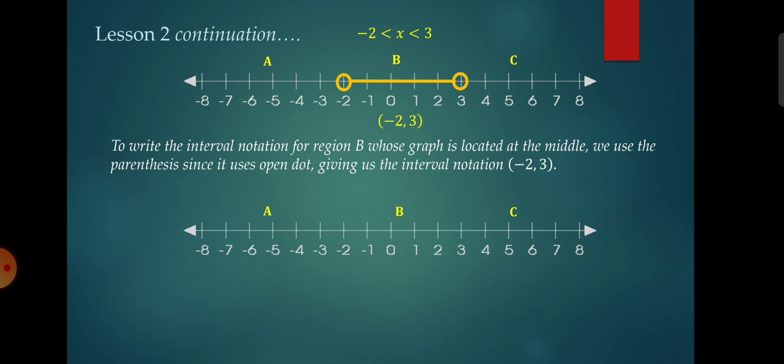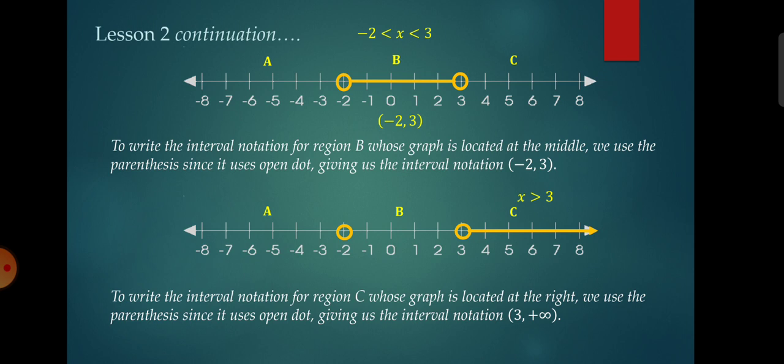Okay, that one. Then the third one, when the graph is pointing to the right, located at region C, wherein the values of x is greater than 3. So, kung sa mga number nga dako pa sa 3, that is 4, 5, 6, 7, 8, and so on, to positive infinity, excluding 3.